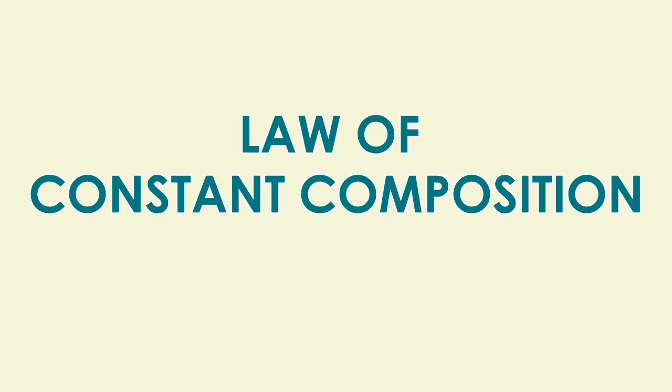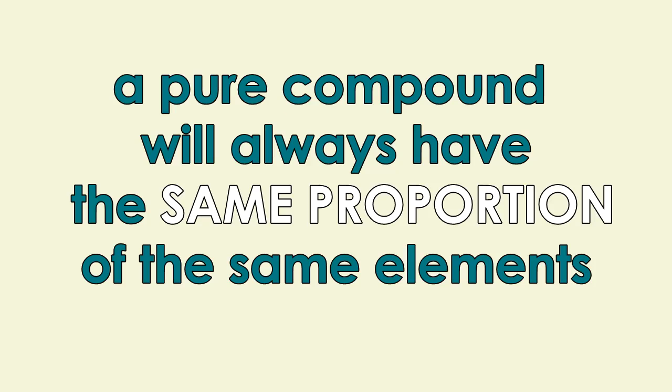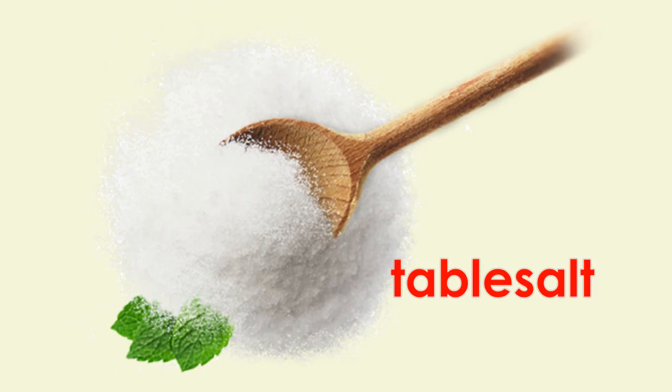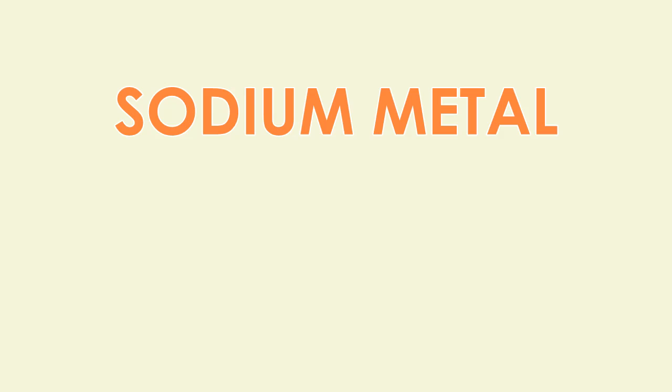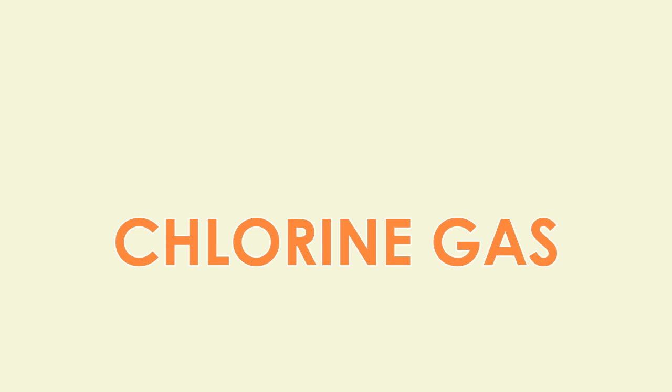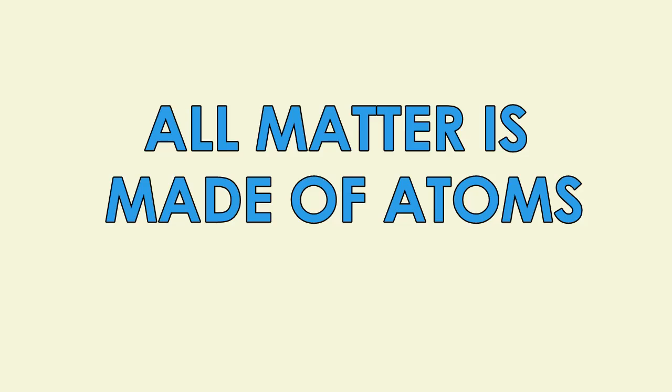The other law is the law of constant composition. It states that a pure compound will always have the same proportion of the same elements. For example, table salt. It has a molecular formula of NaCl, which means sodium chloride. It contains the same proportions of the elements sodium and chlorine, no matter how much salt you have or where the salt came from. If we were to combine some sodium metal and chlorine gas, we could make more table salt which will have the same composition.